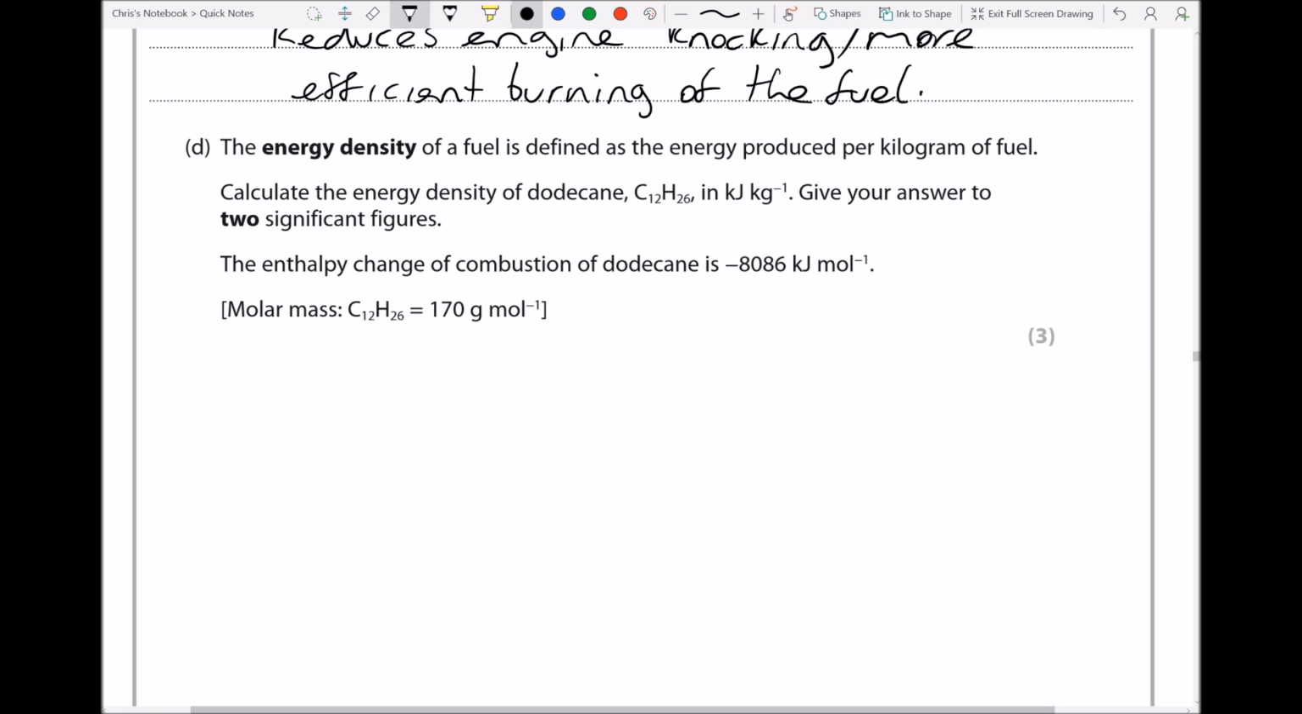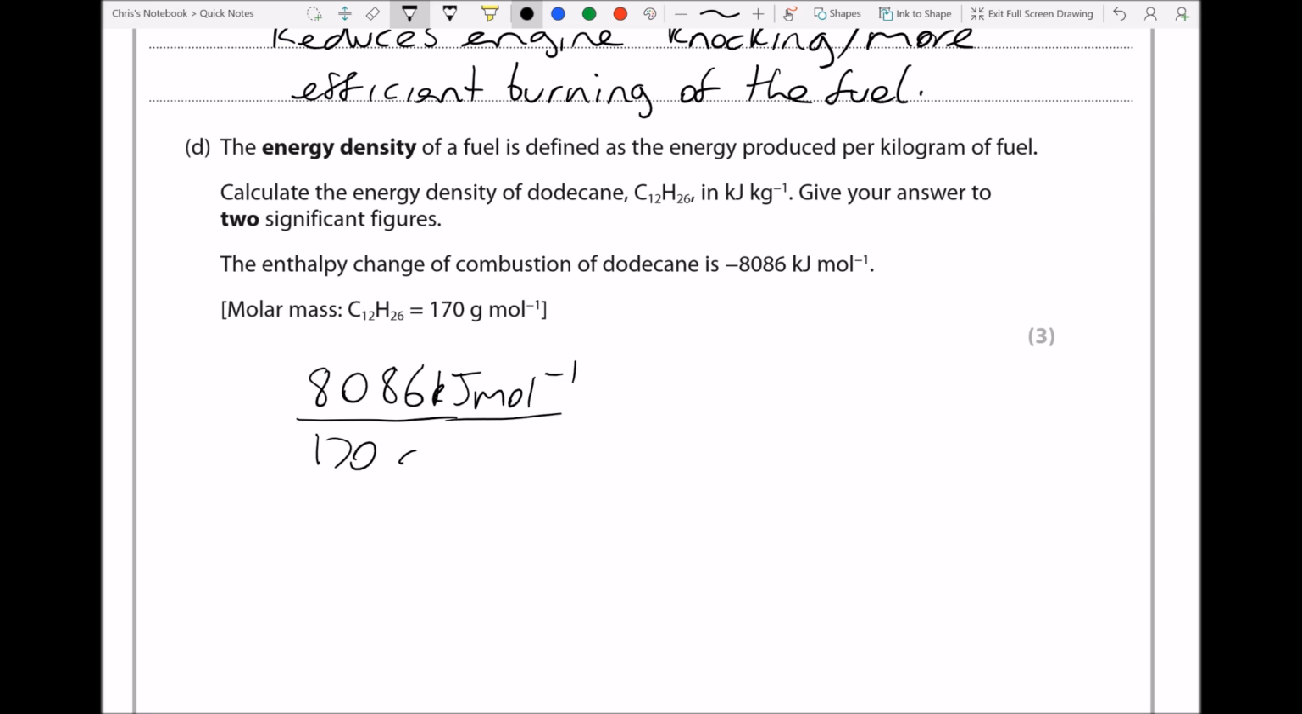So we're going to start with 8086, and we're going to divide that by 170. Now I'm going to put the units on just to show you what I mean. So kilojoules per mole. There we go. And then this one's going to be grams per mole. Okay. So you can see here that we can cancel that out and that out. And what we're left with is kilojoules per gram. So there's the kilojoules bit and there's the per gram bit.